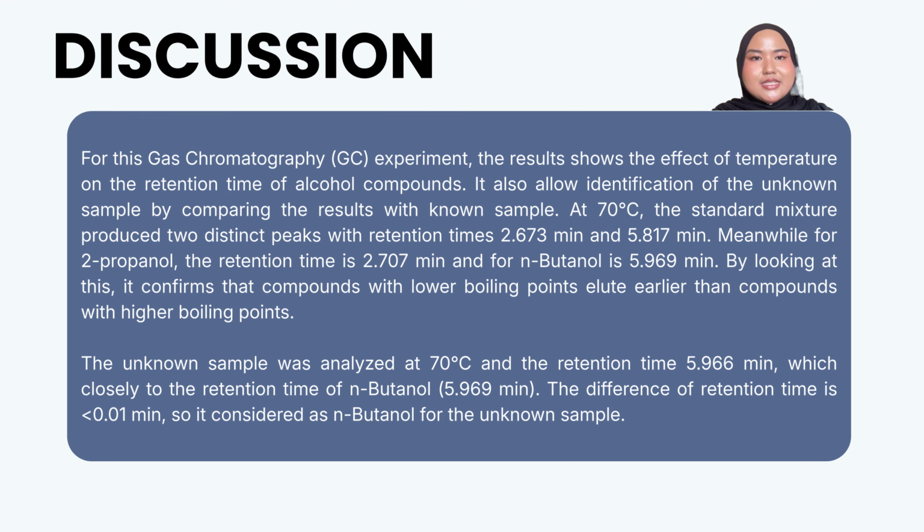At 70 degrees, the standard mixture produced two distinct peaks with retention times of 2.673 minutes and 5.817 minutes. Meanwhile, for 2-propanol, the retention time is 2.707 minutes and for N-butanol is 5.969 minutes. By looking at this, it confirms that compounds with lower boiling points elute earlier than compounds with higher boiling points.